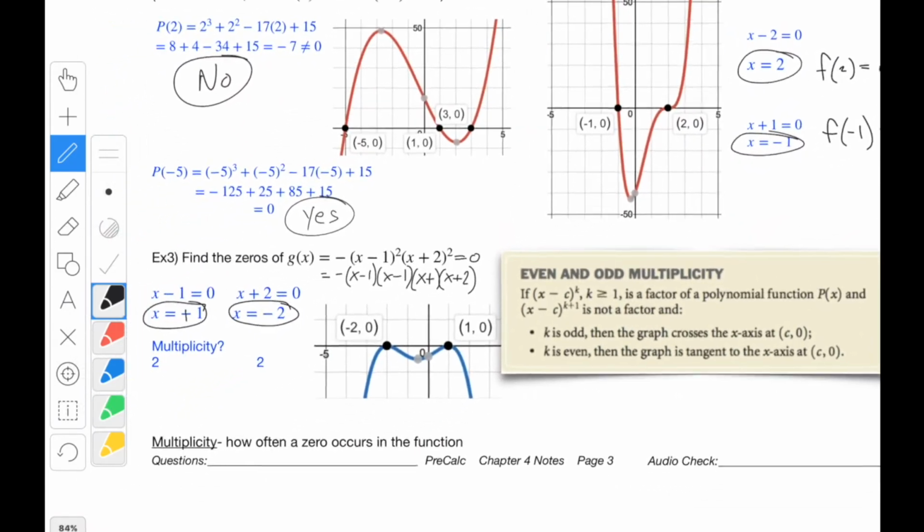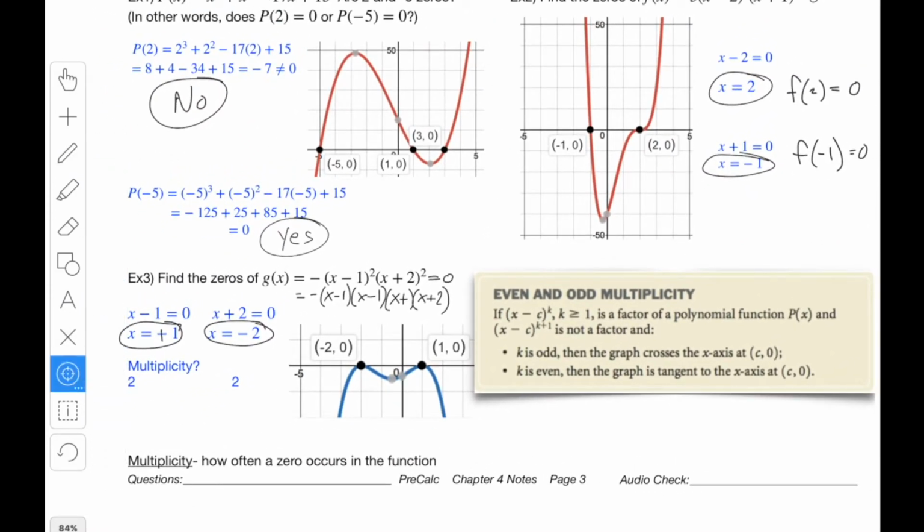Okay, so even and odd multiplicity. If x minus c, and c is the zero, to the k power, where k is greater than or equal to 1, then you can say that it's a factor of polynomial function p of x, and x minus c to the k plus 1 is not a factor. And if k is odd, as it is here, the graph crosses the x-axis at c comma 0. If k is even, then the graph is tangent to the x-axis at c.